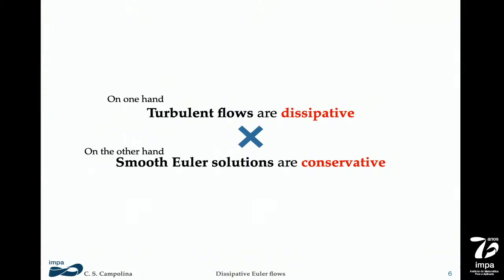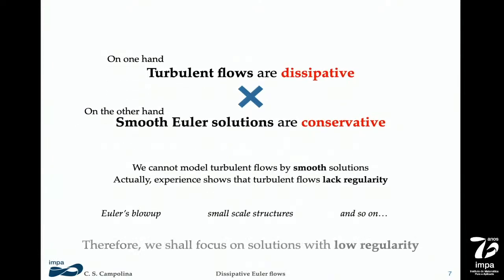So on one hand, turbulent flows are dissipative. But on the other hand, smooth Euler solutions are conservative. And there is no paradox here, actually, because we just reached the conclusion that we cannot model turbulent flows by smooth solutions. Experience shows that turbulent flows lack regularity.